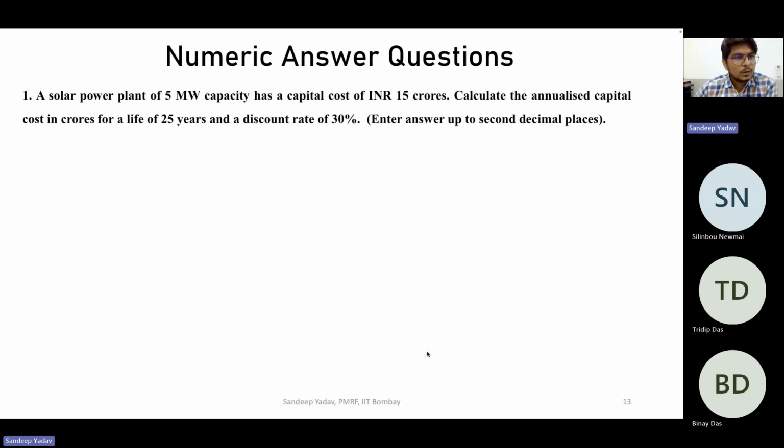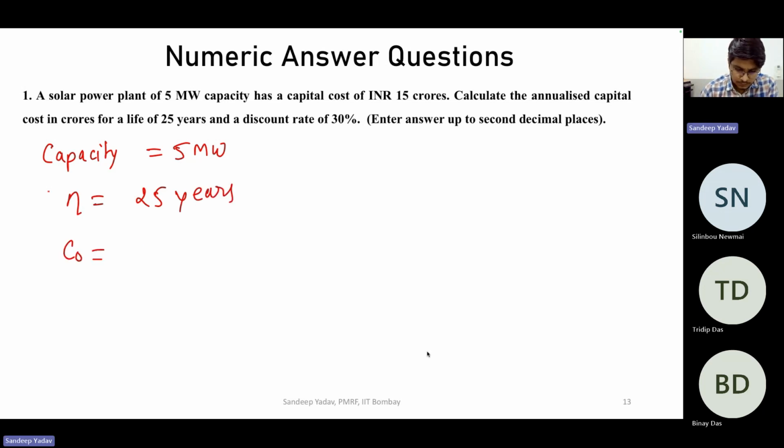The first question says, a solar power plant of 5 MW. The capacity of the plant was given. The 5 MW solar has a capital cost of 15 crores. Calculate the annualized capital cost in crores for a life of 25 years. So life T, or we can say N, is given: 25 years. C naught was given: 15 crore. Discount rate was given: 30%. We can write it as 0.3. Now we have to calculate the annualized cost in crores.